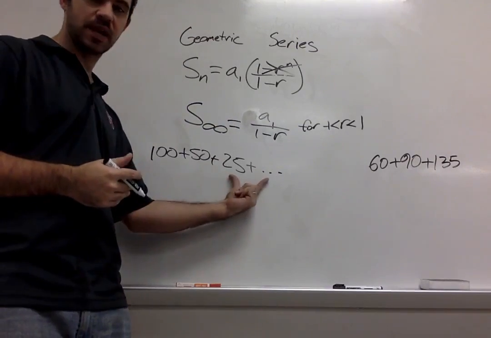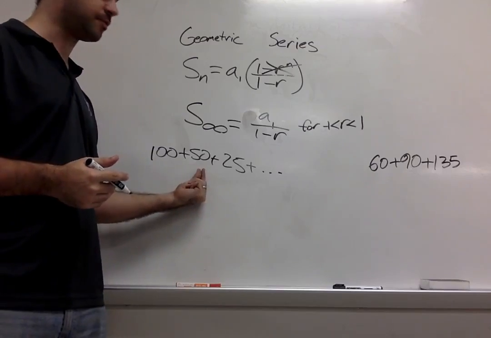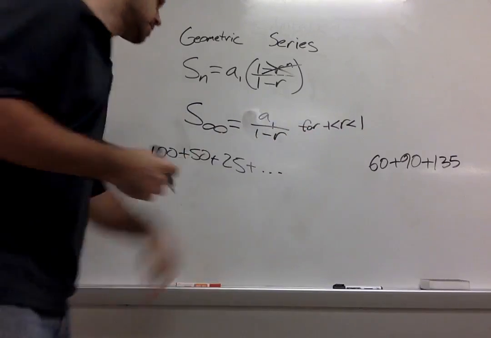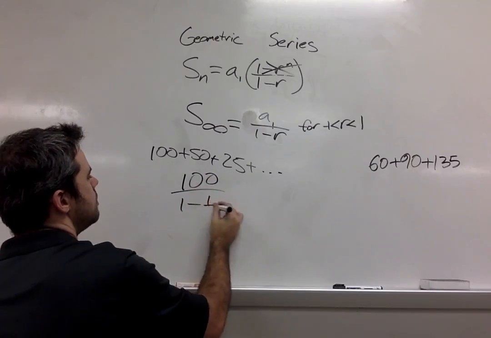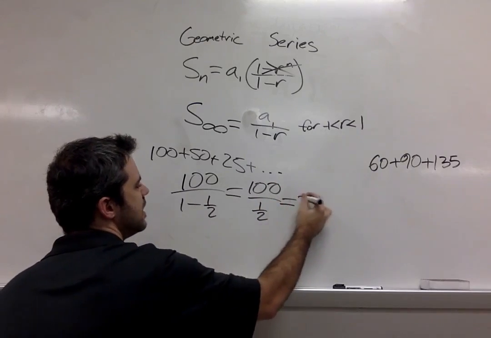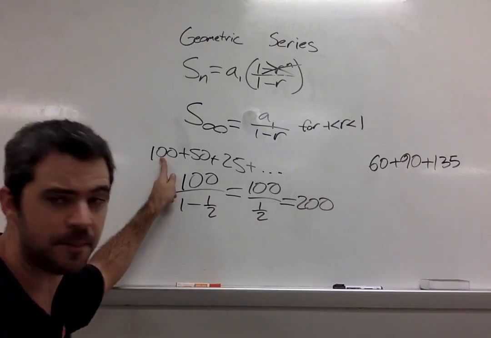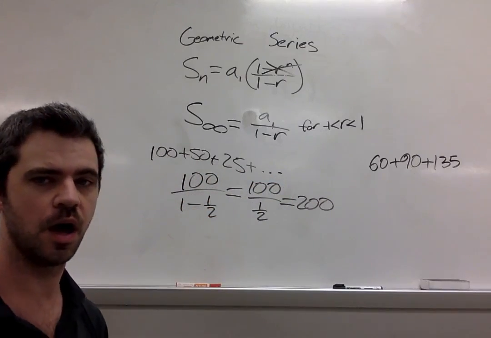So, for example, this guy right here, this infinite sum, we start with 100 and our ratio is 1/2. So that works for this. So we just say 100 over 1 minus 1/2, 100 over 1/2. This will add up to 200. And that makes sense because this is getting smaller and smaller and smaller as we add it up.